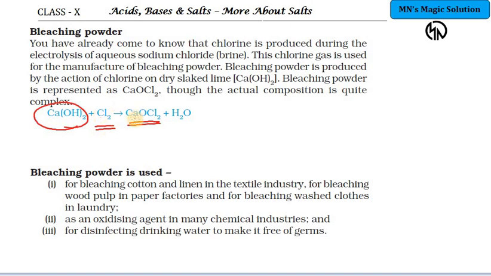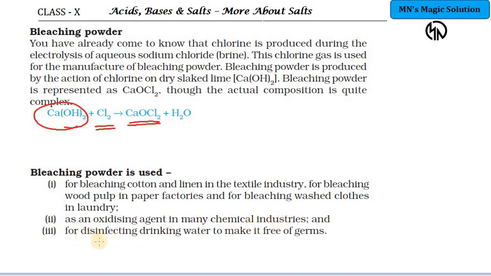So if they ask how you obtain bleaching powder from sodium chloride, write the previous equation and then you have to write this equation. They have given the uses of bleaching powder. See, the bleaching of cotton and linen in the textile industry, this we already know. To whiten cotton and linen well, the textile industry uses bleaching powder. Apart from that, it is used as an oxidizing agent in many chemical industries.